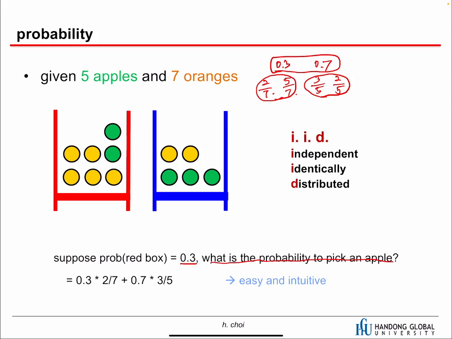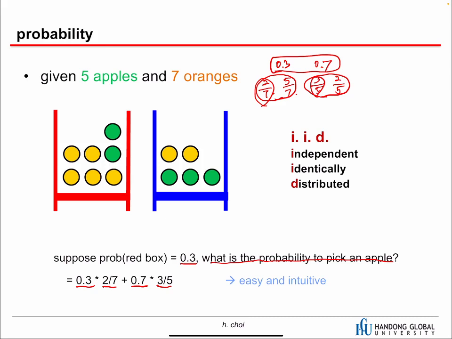Then we have to choose one box, and then we have to choose one apple in the box. So first, if we choose the red box, the probability is 0.3, and then we have to multiply this one because we have only 2 apples in the box. And then there is one more box. If we choose the blue box with a probability of 0.7, then we have to multiply this number because we have 3 apples out of 5. So far it's easy and somehow it's intuitive.